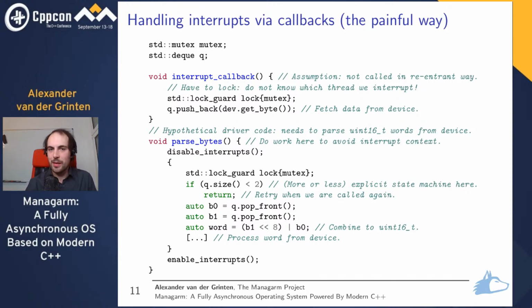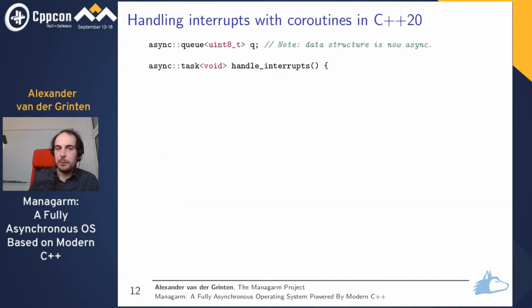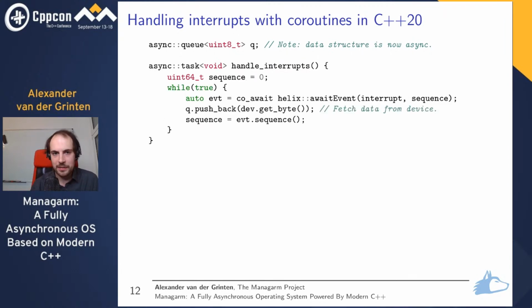So let's look at how this works if we can use async. Actually, it becomes much easier. So we replace everything by async data structures. So we use an async queue here. We have now a coroutine which handles interrupts, and that just awaits until an interrupt happens. We have a sequence number that just counts how many interrupts occurred so far.